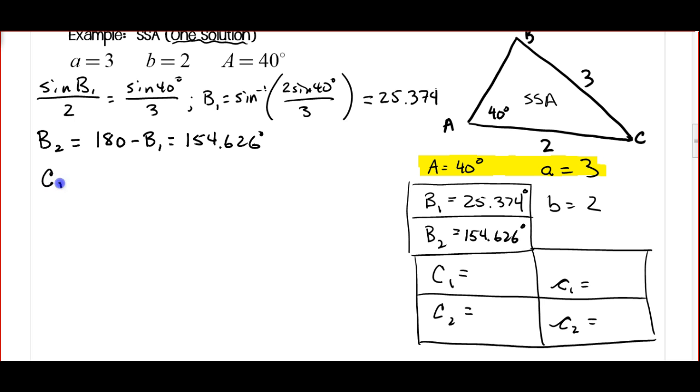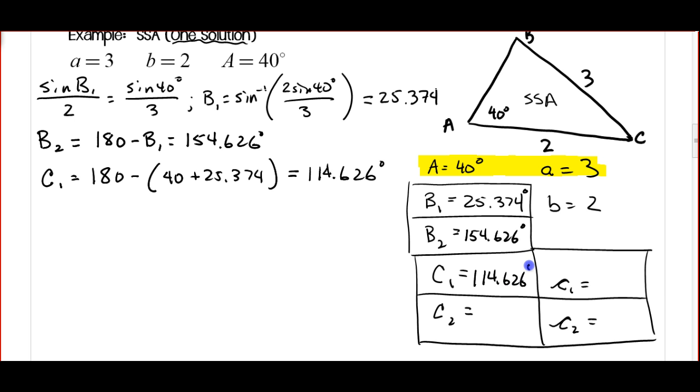Alright, and I have A in both triangles, so A and B1 in the first triangle, so I can find C1 because I know the three angles of a triangle add up to 180. So I'm going to subtract 40 plus 25.374 from 180 to get 114.626.